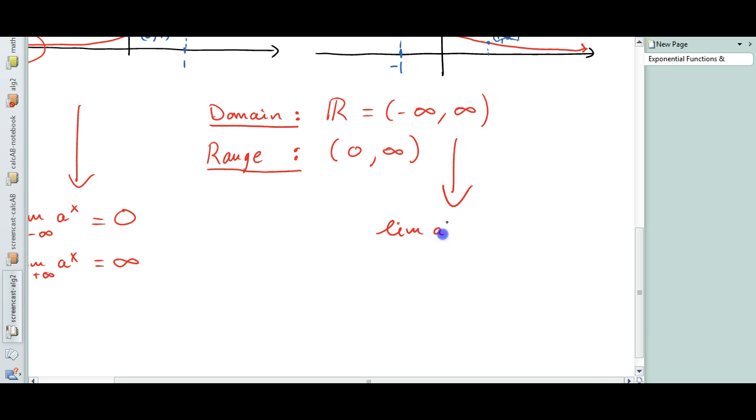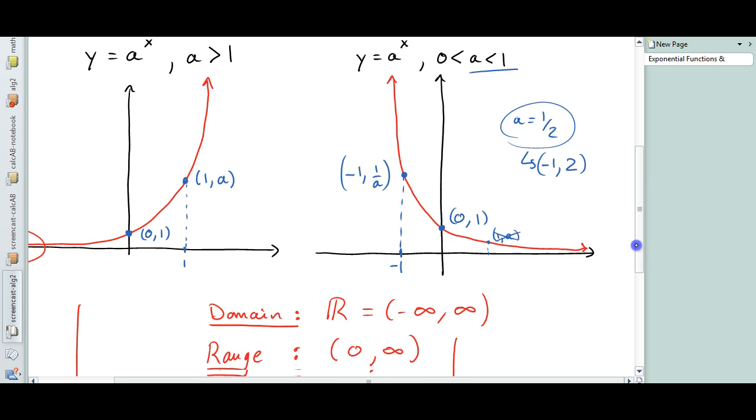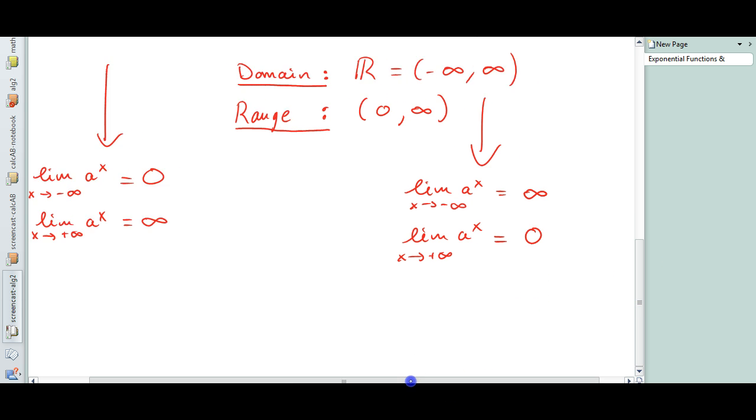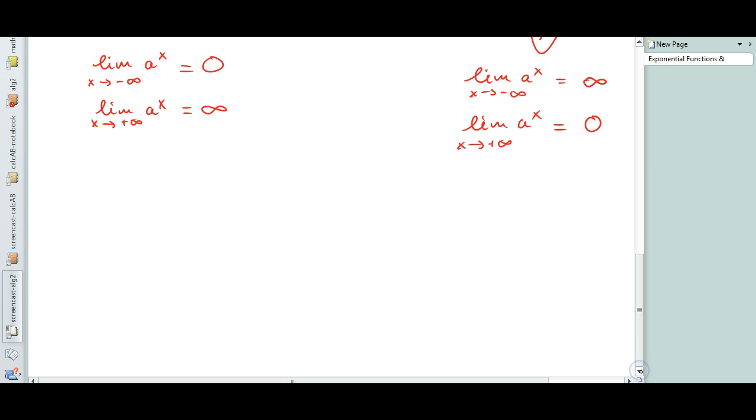Limit of a to the x as x approaches negative infinity, and limit of a to the x as x approaches positive infinity equals, well, at negative infinity here it goes up, and at positive infinity it approaches 0. So basically they are switched, okay? And then there are all the properties, increasing, decreasing, asymptote and stuff like that. I'm not going to write them here. Check in your note, it should be all there.